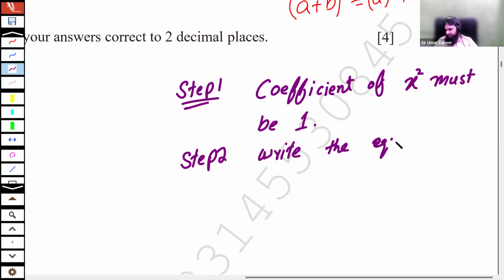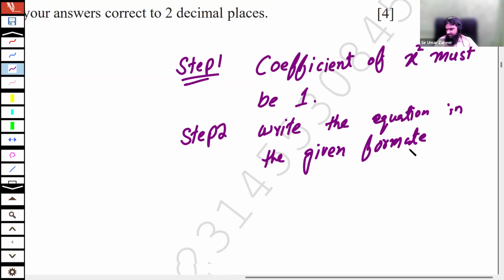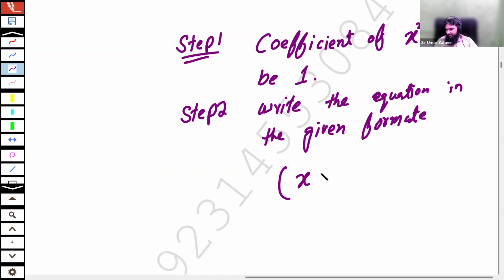the equation in the given format. You have to write the equation in this format: x plus b over 2 whole square minus b over 2 whole square plus c.